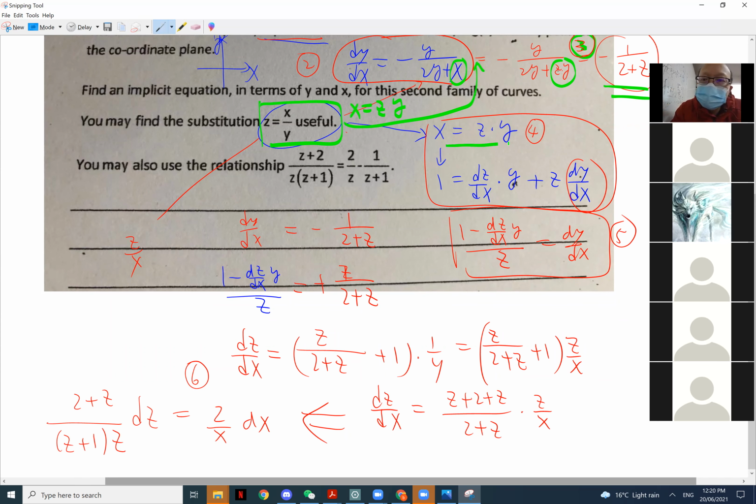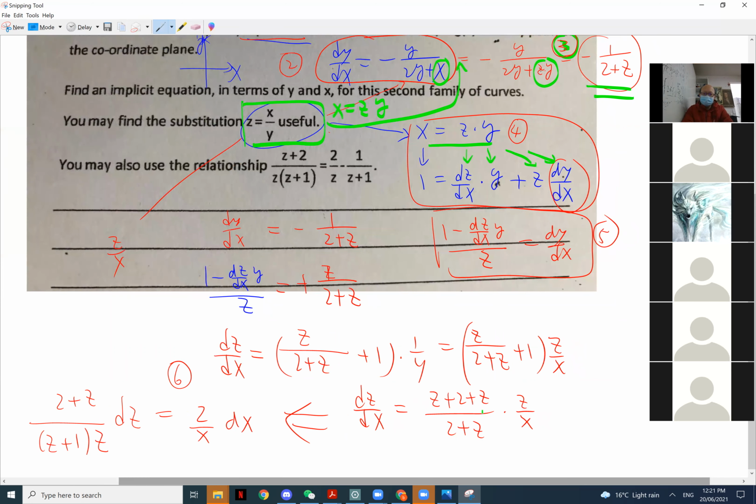Number 4, we try to differentiate both sides. If you differentiate z, keep y. Differentiate y, keep z. Okay, and a lot of algebra. Let's check if we can do a little bit easier way for the question.